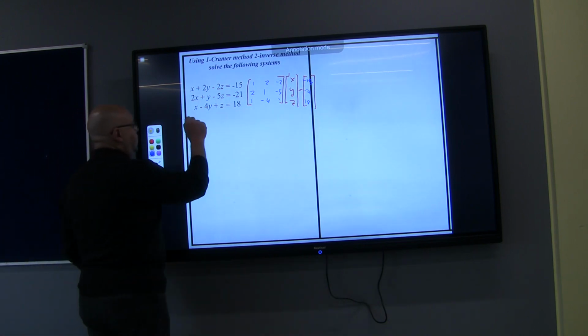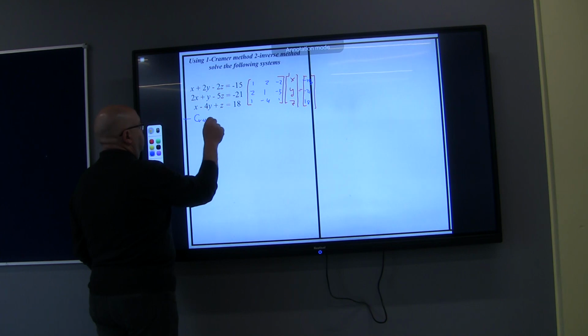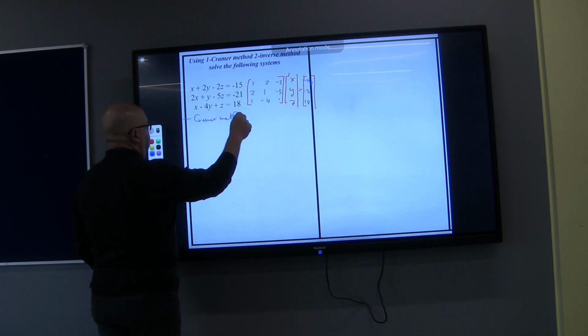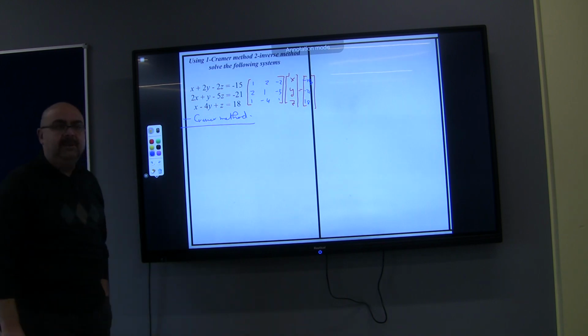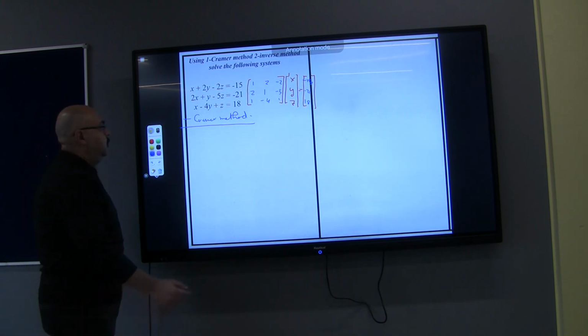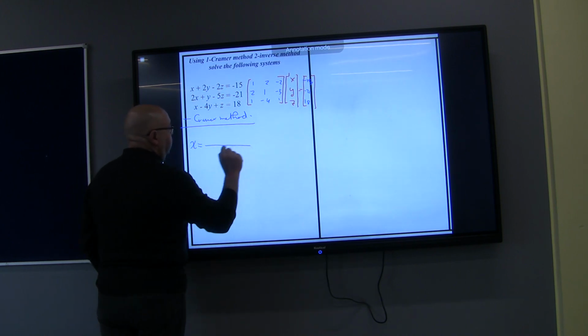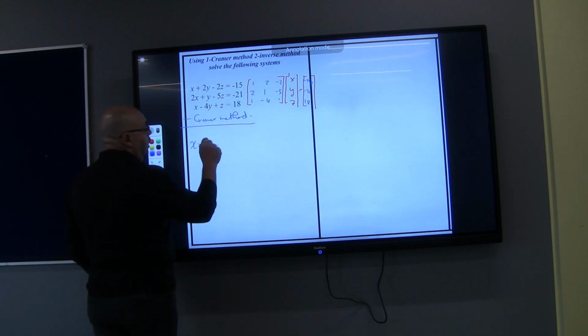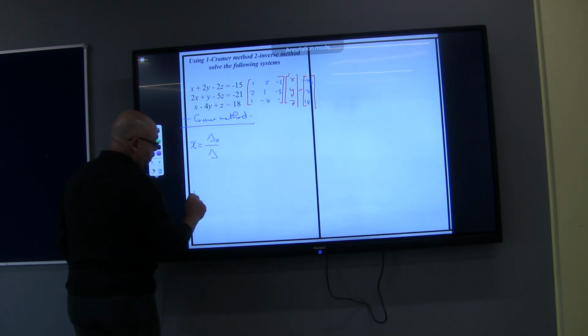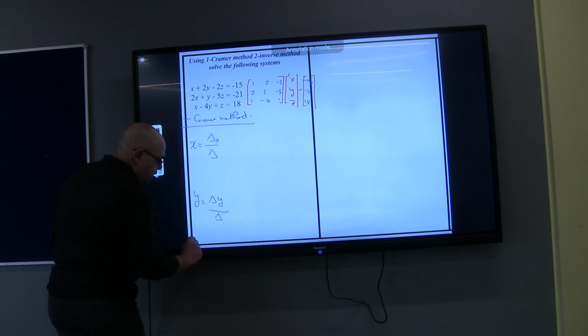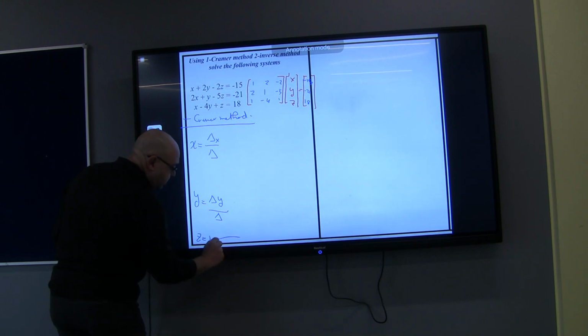Second step, if we need to solve this using the Cramer method, all we have to do is this. First of all, I will get x, which is going to equal the determinant of the coefficient matrix. Let's take the rule first, then we substitute. I will get delta x divided by delta. Then we will go for y, which is simply delta y over delta. Then we will get the z value, which is going to come up to delta z over delta.